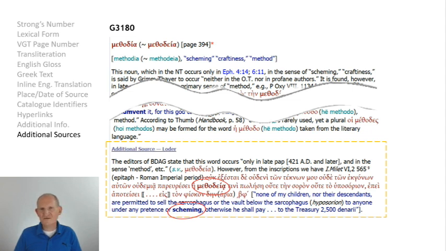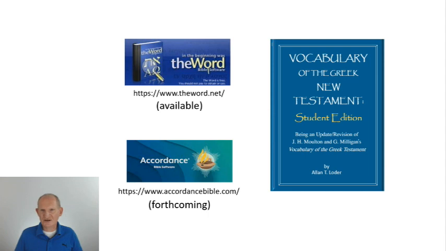So far, there are over 1,500 additional sources in VGNTS. Currently, VGNTS is available in electronic format only. I've created a module for the Word Bible software. By the way, this is an excellent tool for studying the Bible. This is my go-to Bible program, and I use it all the time.